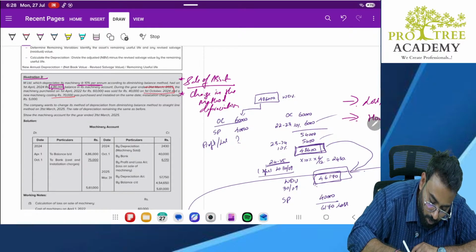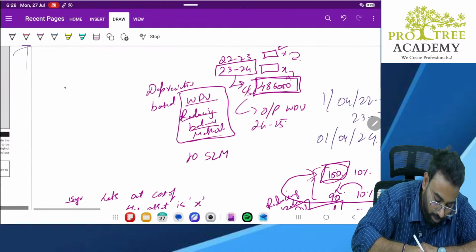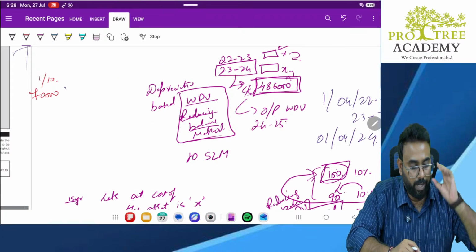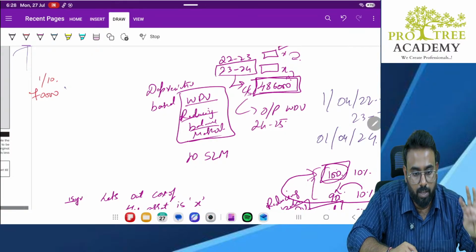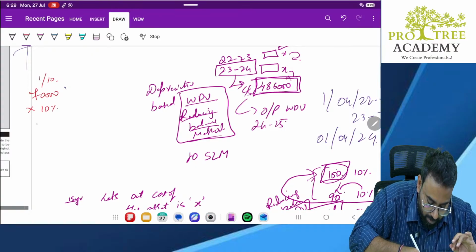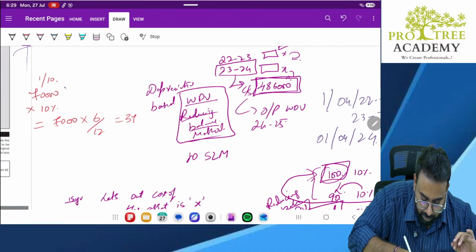On 1st October 2021, now we have to calculate depreciation on this 70,000 also. Yes. Okay, 70,000 when it was purchased on 1st October. So how many months should the depreciation be? October, November, December, January, February, March, 6 months. What is the depreciation? 10%. That will be 7,000. 6 by 12, so that will be 3,000.